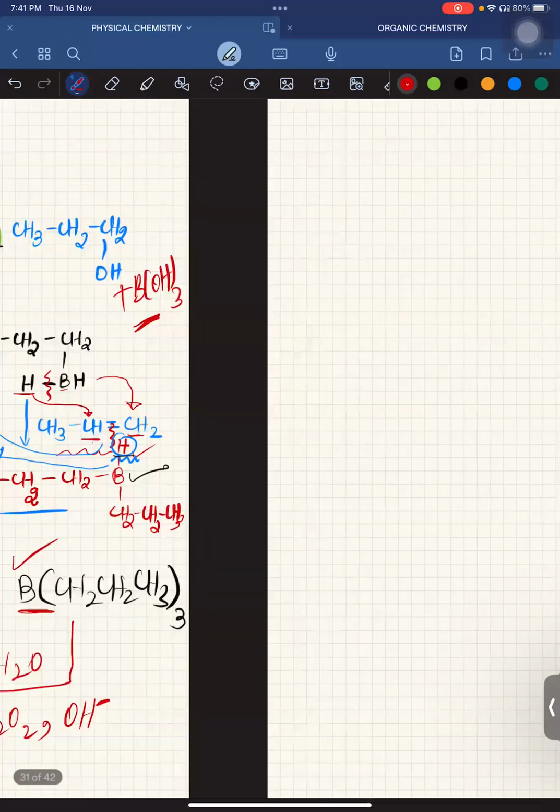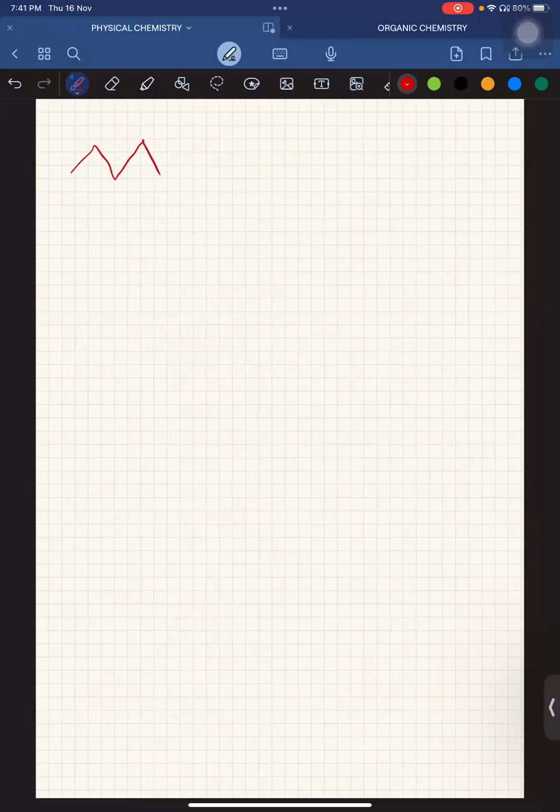So if I'm going to give you a question like this, let's say this is the scenario, B2H6 followed by hydrolysis, and H2O2 in the presence of base. So what will be the name of the product?